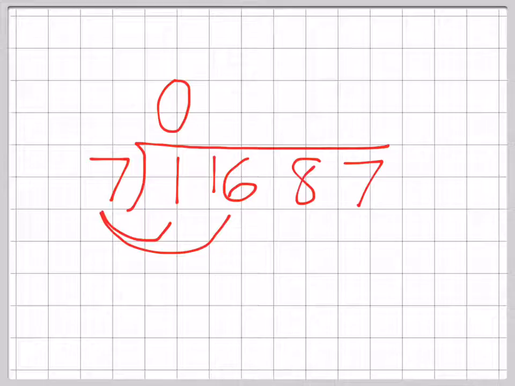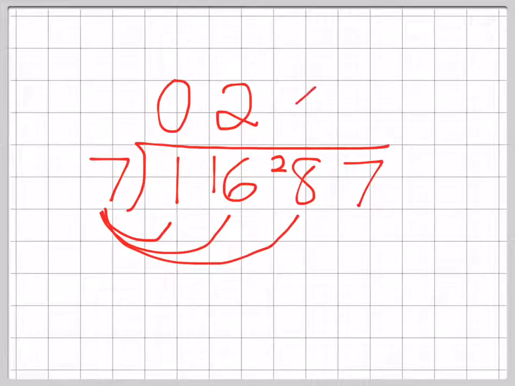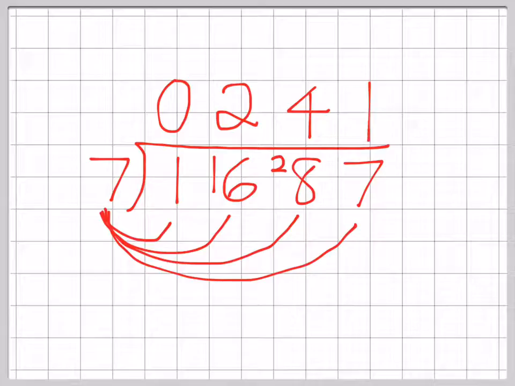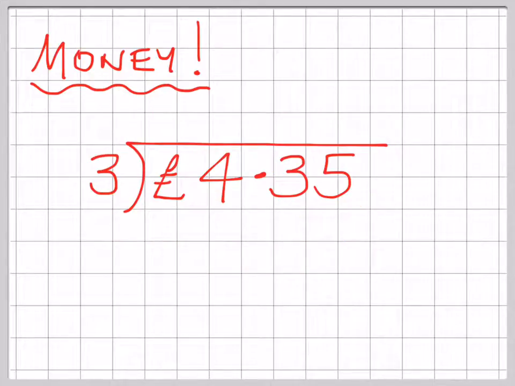How many 7s in 16? Well, 2 7s make 14, which gives us 2 left over. How many 7s in 28? There are 4 with no remainder. And how many 7s in 7? That's 1. Next section is all about money.